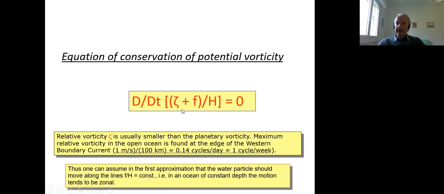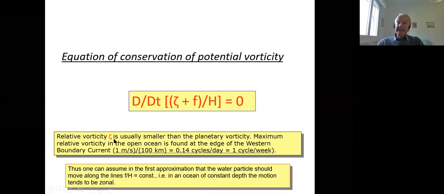Either the water particle will be moving, turning slower, or we can lower this thing here. How do we lower this thing? We simply go toward the equator, because toward the equator, f is lower than toward the poles. So this law, conservation of potential vorticity, determines how the water particle will be moving in order to preserve the potential vorticity.